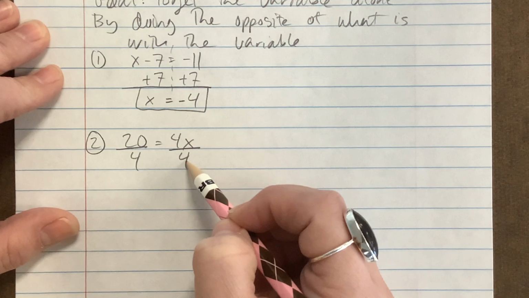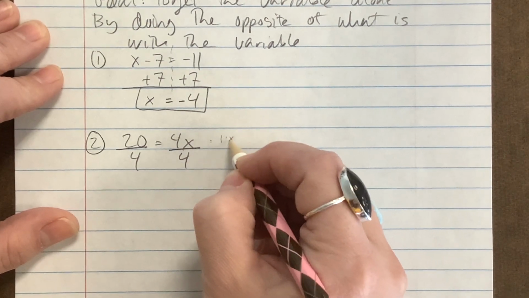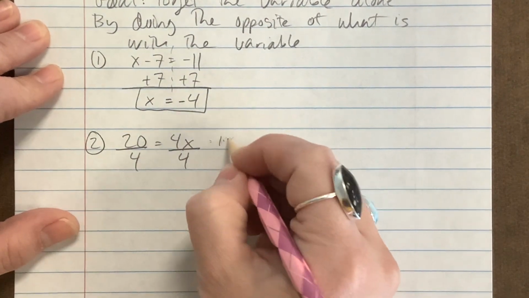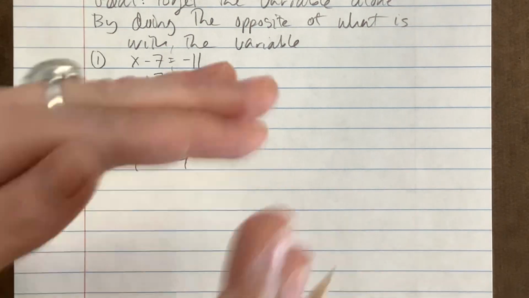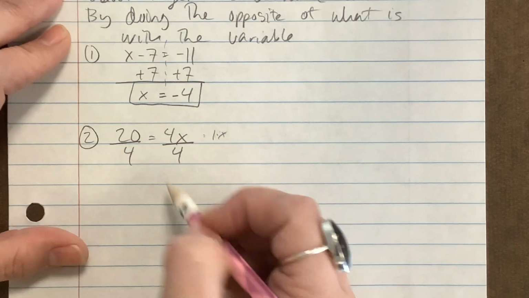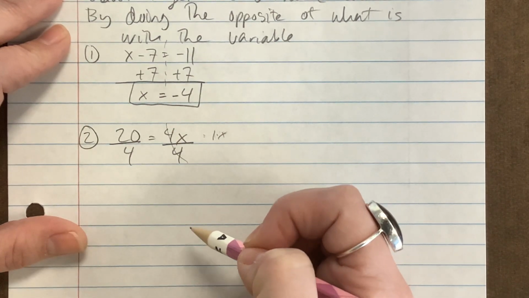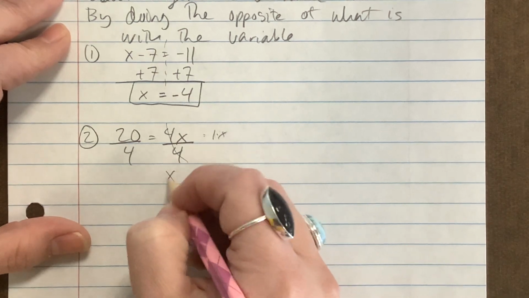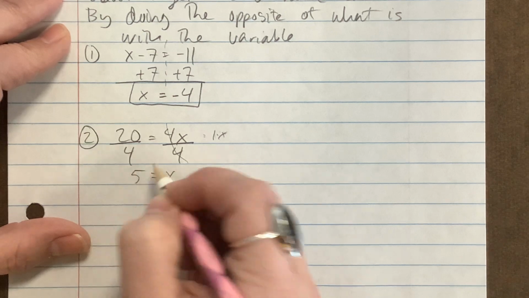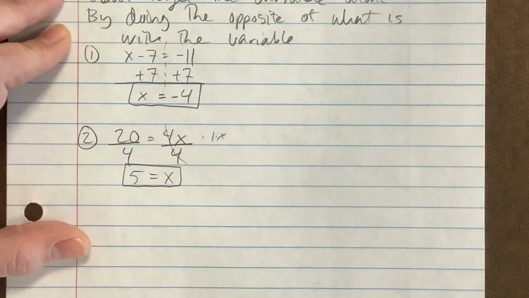Because 4 divided by 4 really is 1x, 1 times x, but we don't write the 1 because we don't have to; it doesn't affect the values. So if you have 4 divided by 4, it cancels out, and we're left with x on this side. And over here, 20 divided by 4 is 5. And that's how that is done, my friends.